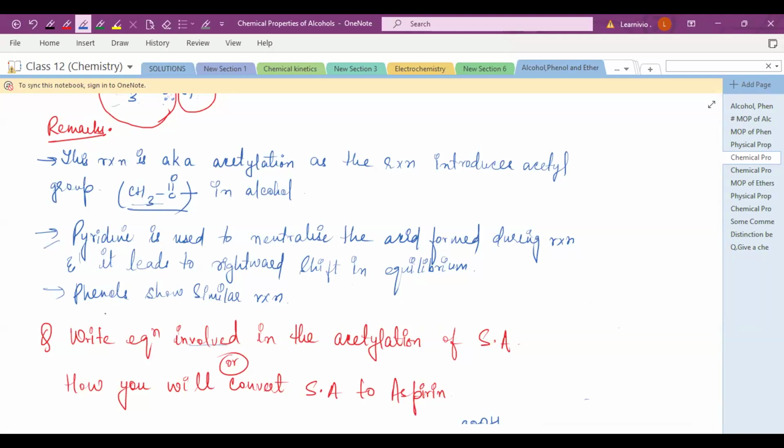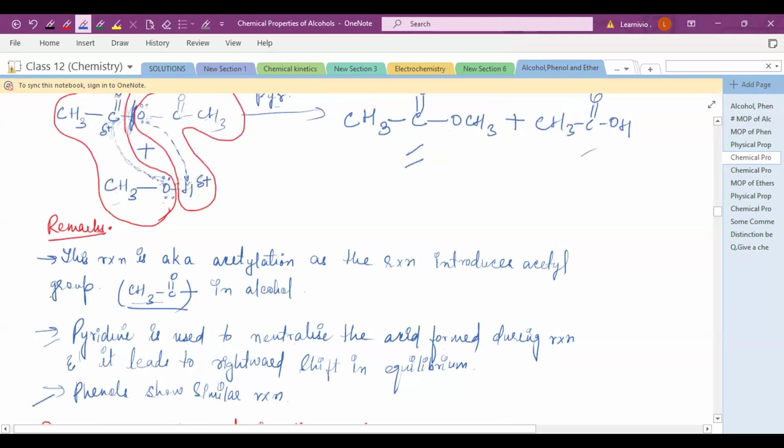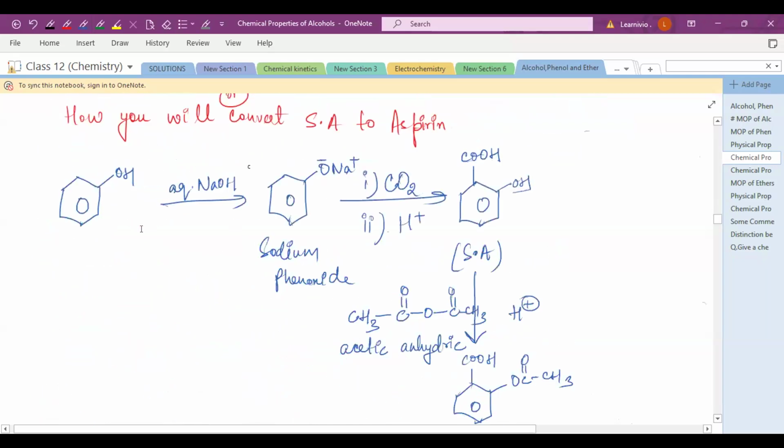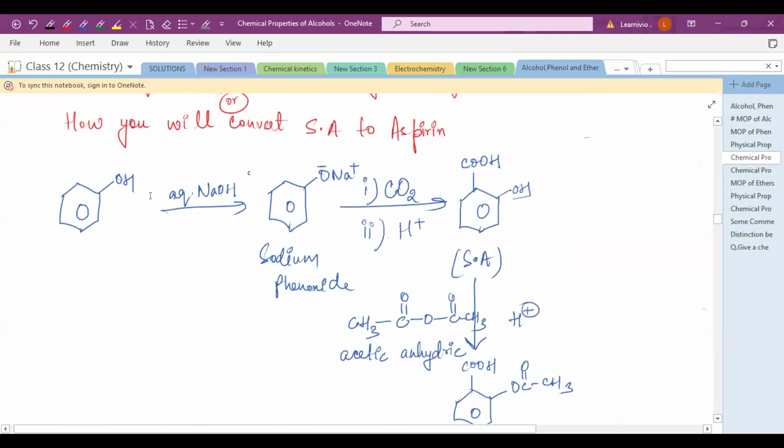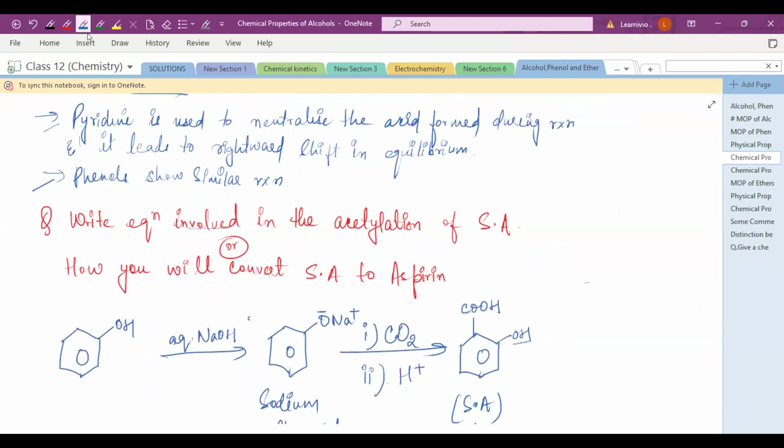Okay, and phenol shows the similar reaction. Similar reaction will be with phenol. Same reaction you will see. Now the next thing, this is very important. Question: acetylation. So phenol shows a similar reaction. How can you show the phenol reaction with the acetylation? You can also write down the acetylation of phenol as a heading. And the acetylation of phenol leads to the formation of aspirin.